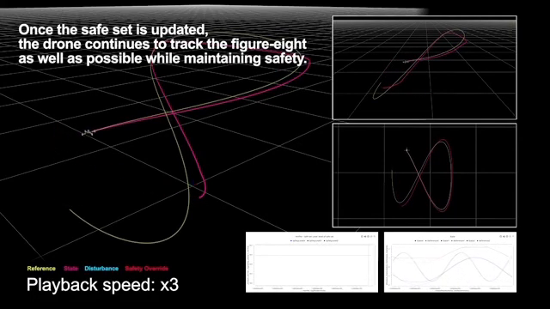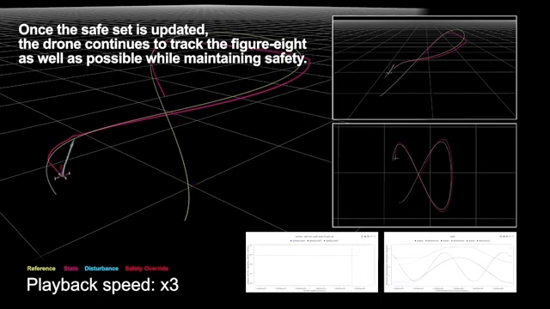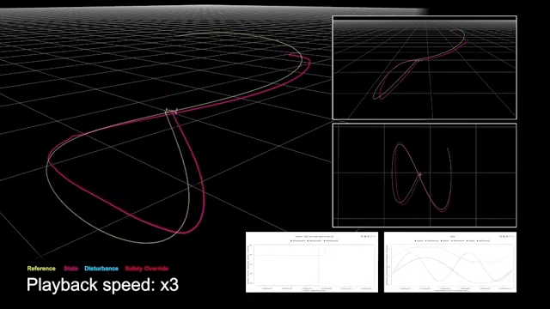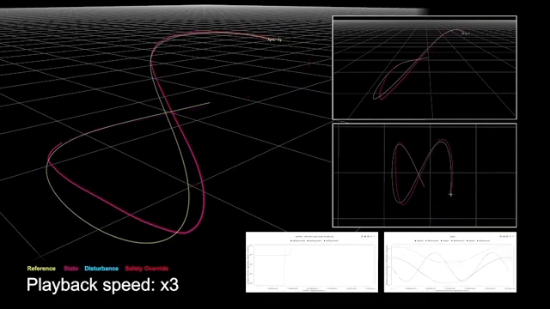Once the safe set is updated, the drone continues to track the figure 8 as well as possible, while maintaining safety. Note that since the safety information is updated, the safe set is reset to default safety level close to zero, providing maximal safe maneuver region.